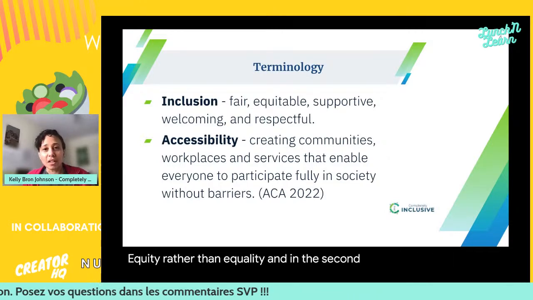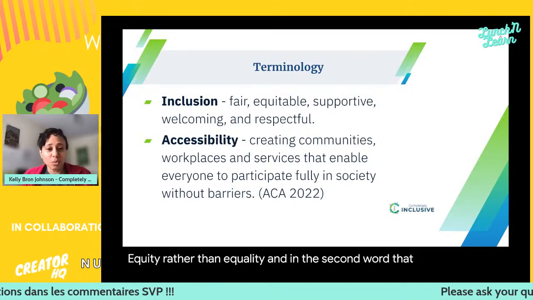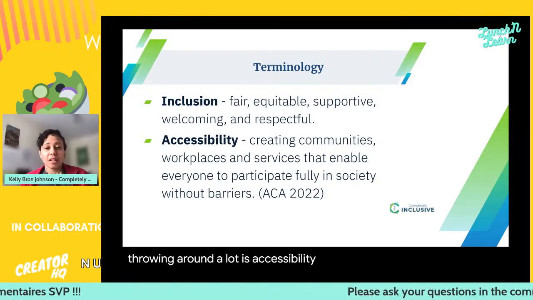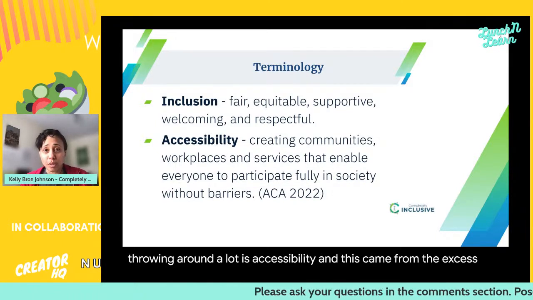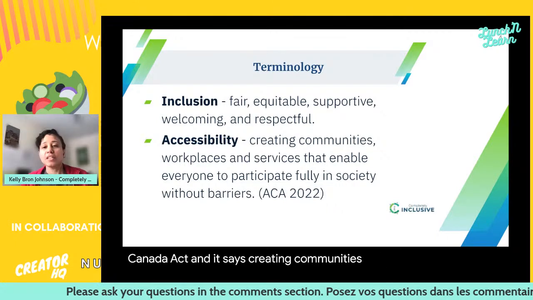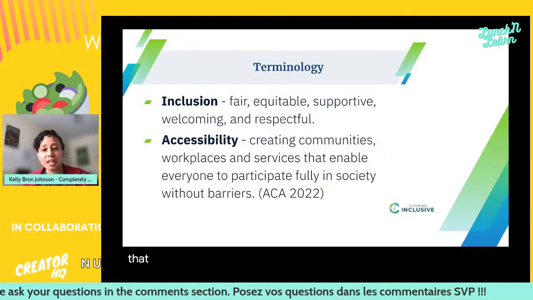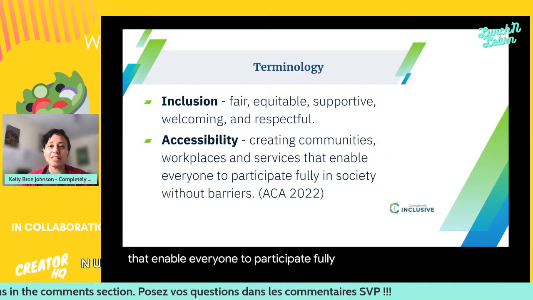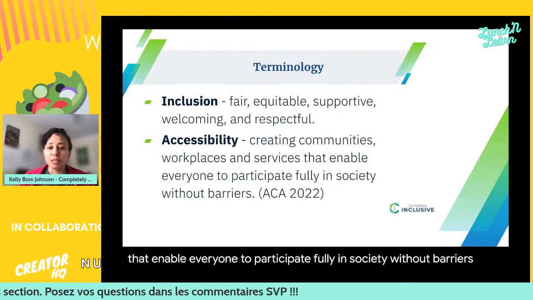And then the second word that we're throwing around a lot is accessibility. And this came from the Accessible Canada Act. And it says creating communities, workplaces, and services that enable everyone to participate fully in society without barriers.